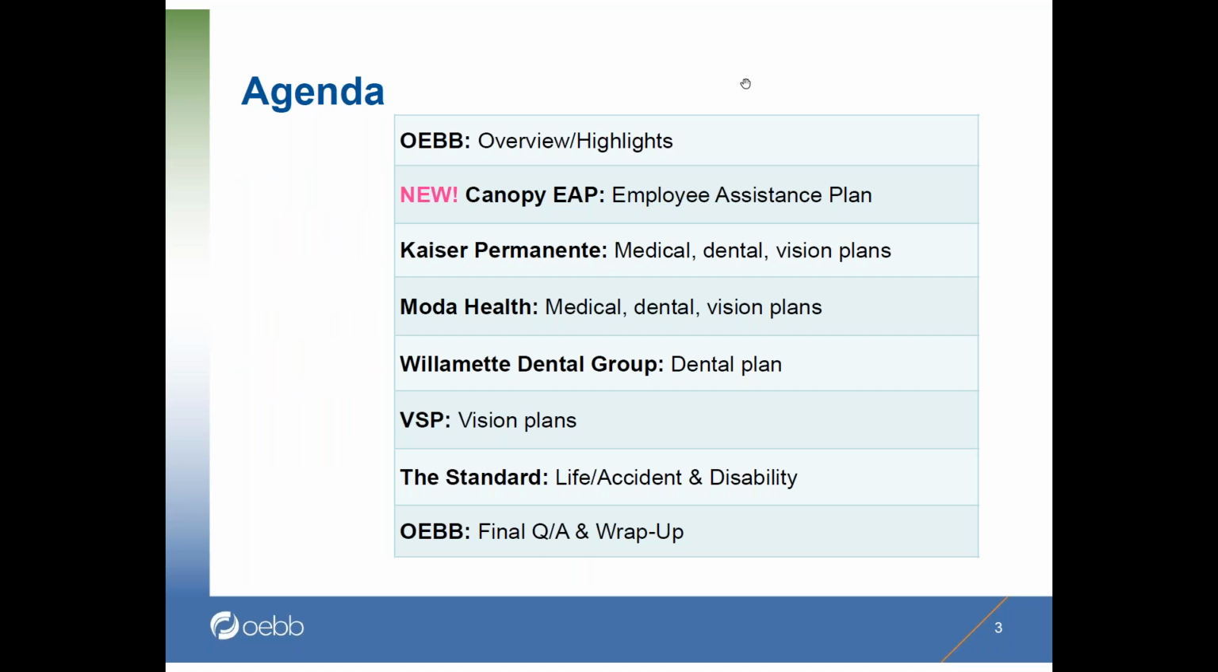So for our agenda today, we're going to hear from OEB with overview and highlights for open enrollment this year. We're going to hear from our new EAP vendor, Canopy. We'll hear from Kaiser Permanente about medical, dental, and vision plans. We'll hear from Moda Health, medical, dental, vision. Willamette Dental Group for dental, VSP for vision, the Standard for life and accident and disability. And then at the end, we'll have some final question answers and wrap up. We'll go ahead and get started.